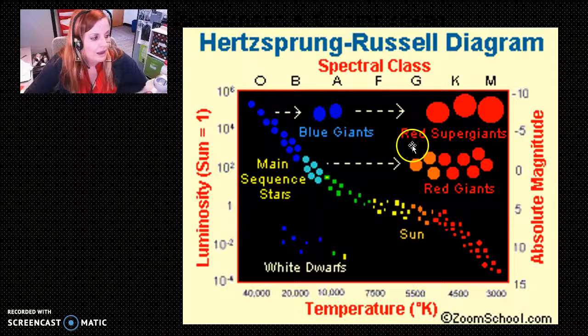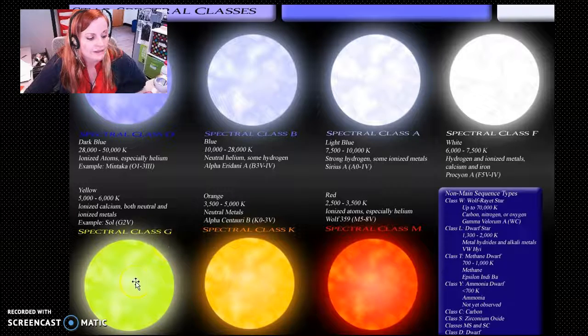Okay. So today, like I said, we're going to focus on stars that are in spectral classes, basically G, K, and M. These would be red dwarfs, yellow dwarfs, orange dwarfs. These stars are going to be kind of medium to cool in temperature. Cool is relative, by the way. Obviously, it's not cool, but it's the coolest of the stars.